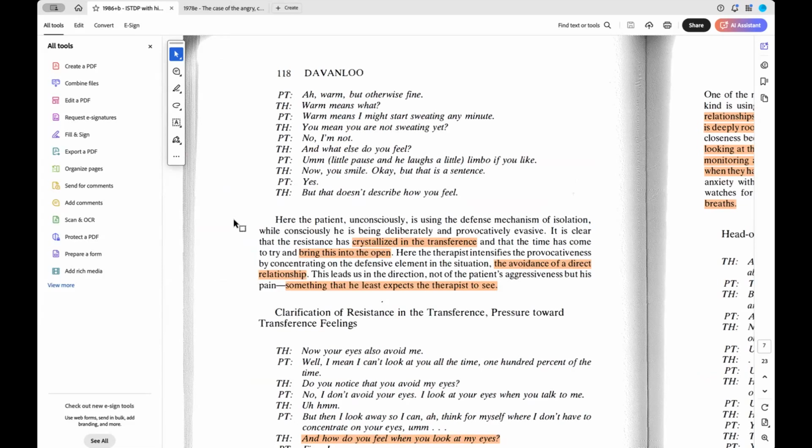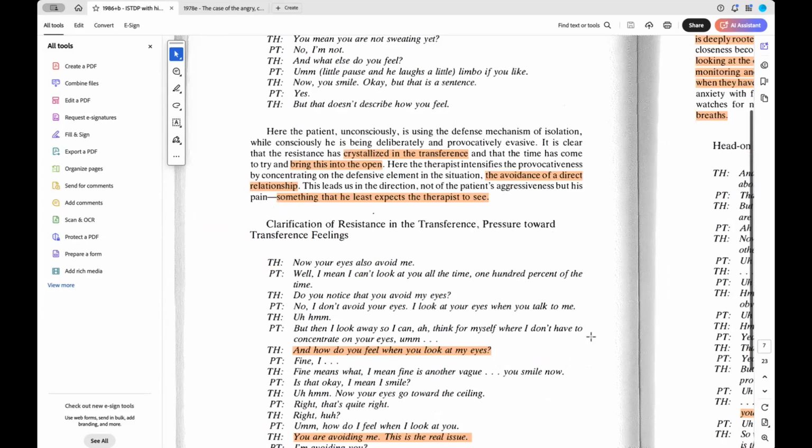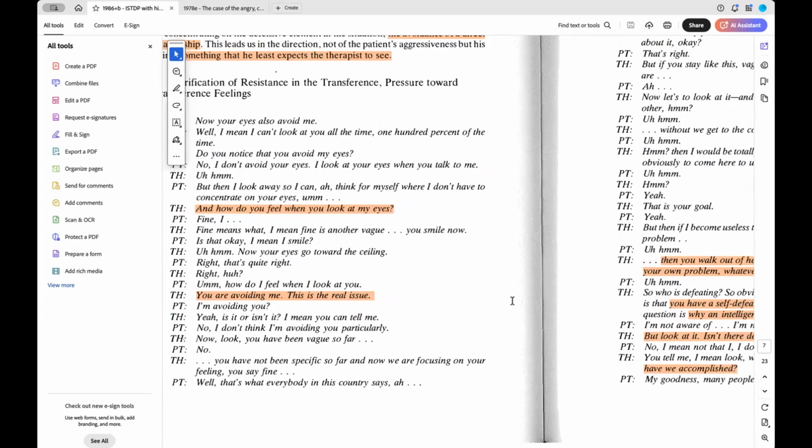Davanloo clarifies that all the defenses are working towards the avoidance of a direct relationship, and "you are avoiding me." This is the real issue. See right here, this piece right here in orange, "you're avoiding me." This is the real issue.